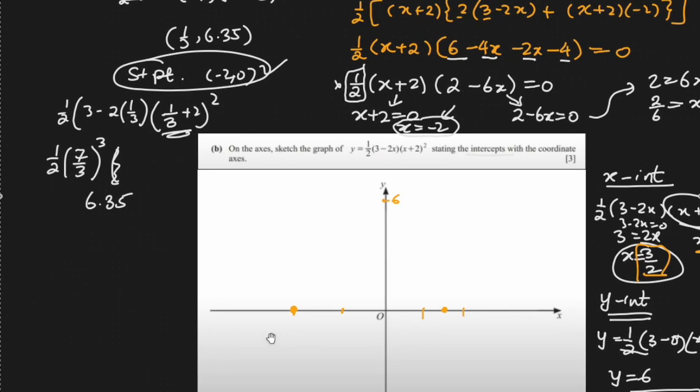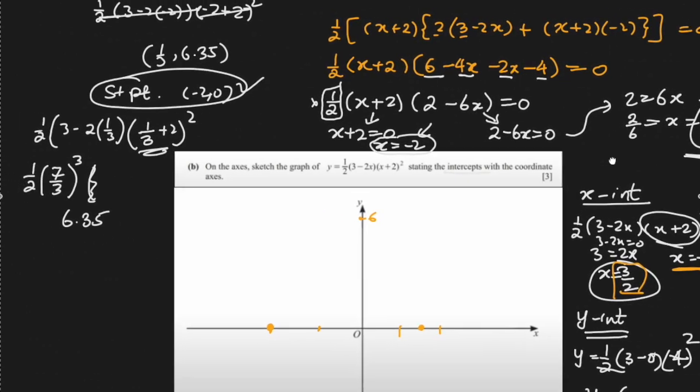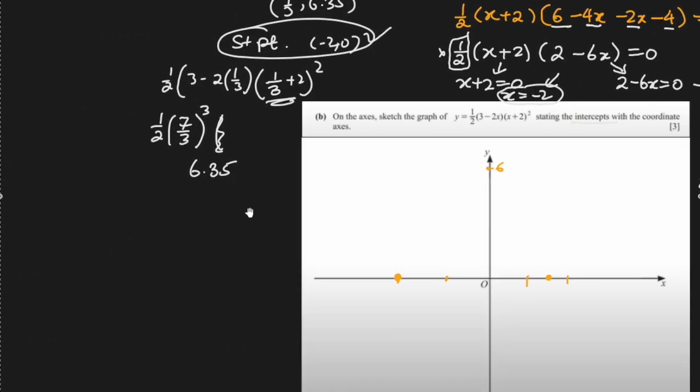First one was, this one is the stationary point, oh, minus 2, 0, this one. Okay. Second stationary point was, oh, this one, 1 over 3. Let me show you. 1 over 3 was x in the x coordinate, and y coordinate is 6.35. 1 over 3 positive will be somewhere here, and 6.35 will be more than this. So we have all the points which we have to join now.